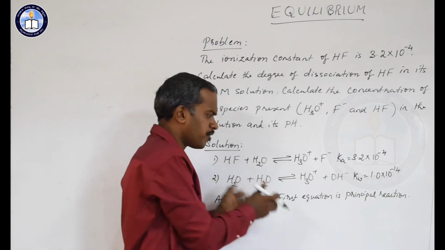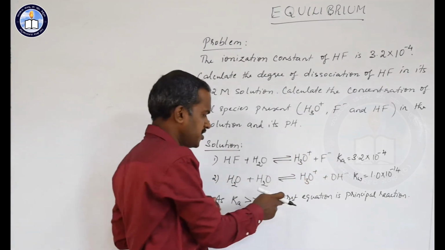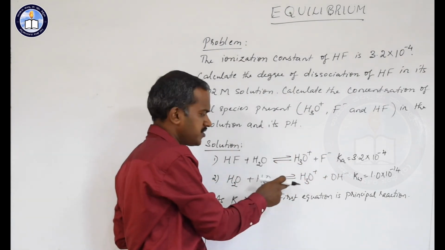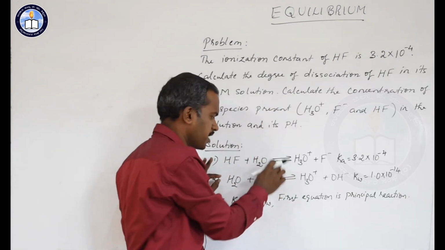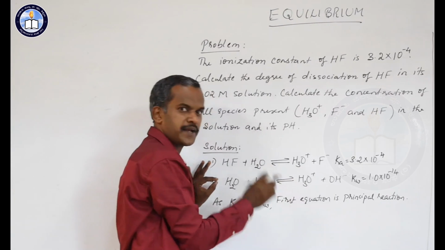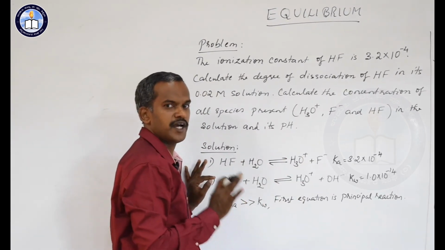Why am I giving importance to that? Because all the further solving of the problem is based on the primary equation only. The other is not considered anywhere. Are you clear? So this is the first step: you write the equation and select the primary equation based on the Ka value. Are you clear? Yes.